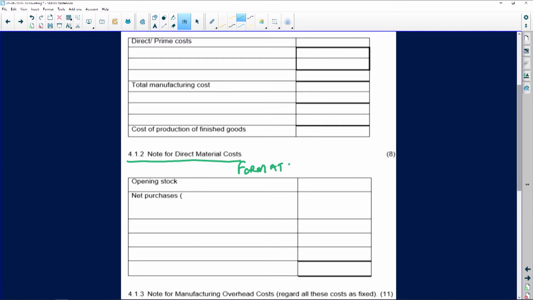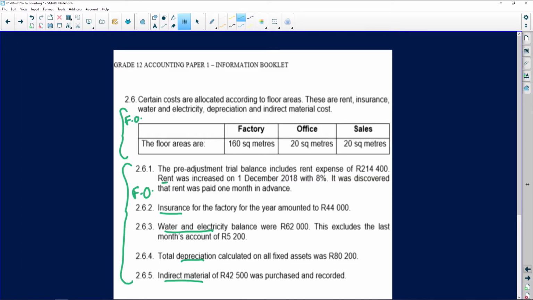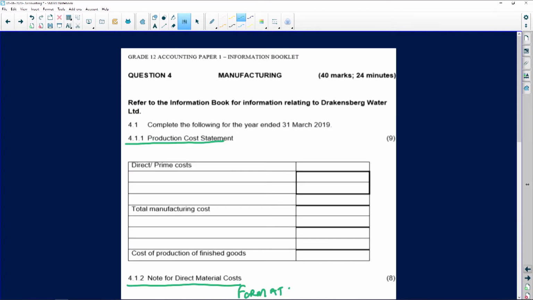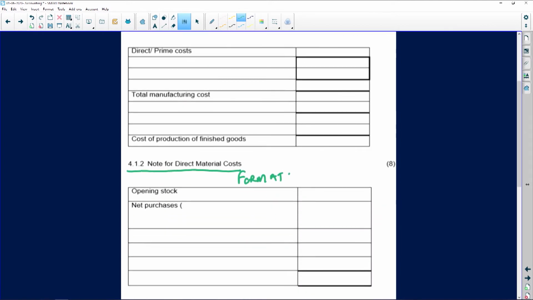Right, so we're going to start off with opening stock. And at the beginning of the year, if we go back to our information, direct materials had an opening stock. Remember, I've got to take the right figure. So stock of raw materials, beginning of the year, 13,200. So let's fill that in. 13,200 is my opening stock. Right, then they're asking me to show net purchases. Now remember, guys, when they talk about net purchases, they are referring to total purchases minus any returns, minus any theft or damage of raw materials. That's what we mean by net purchases.